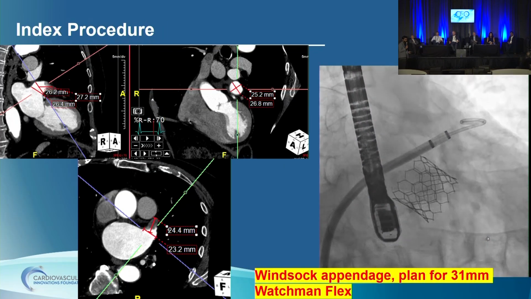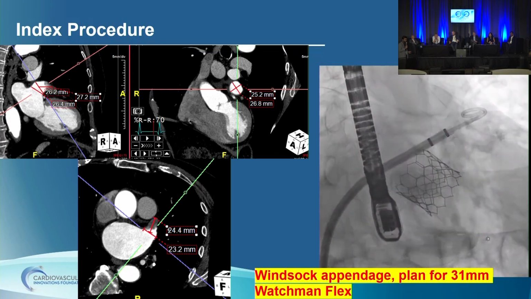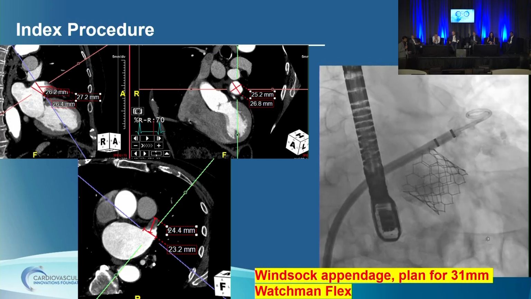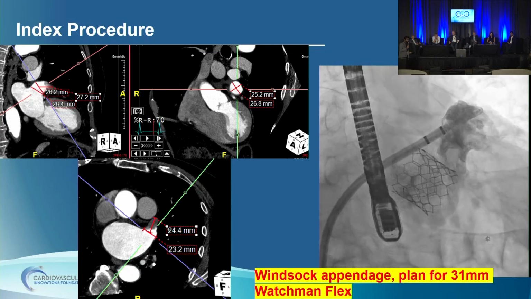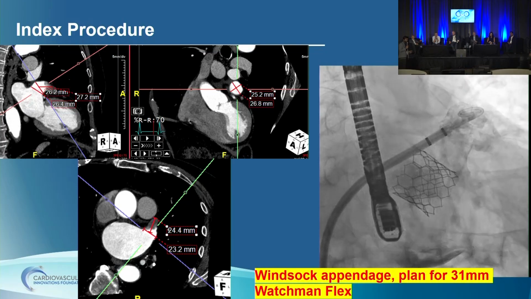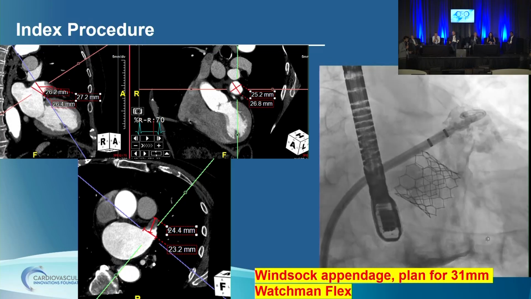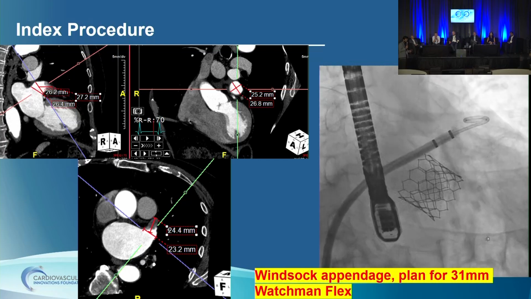So we had his CT from when we did his TAVR. We used that just to plan our appendage procedure. We had chosen a Watchman. He had adequate depth. It looked like a windsock appendage. The landing zone was pretty good, between 23 and 26. And we did want to confirm that there was no clot.